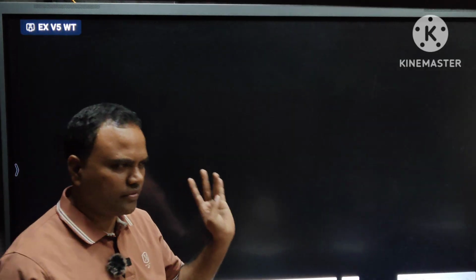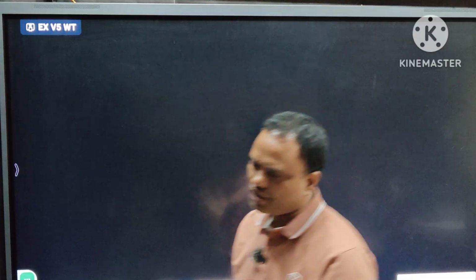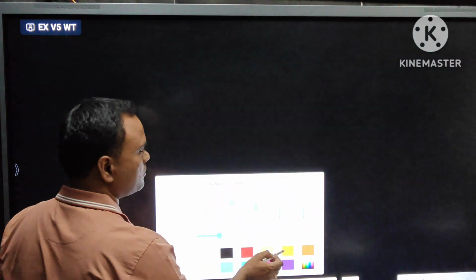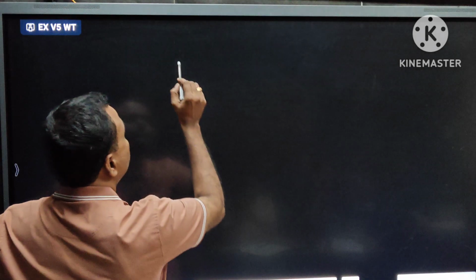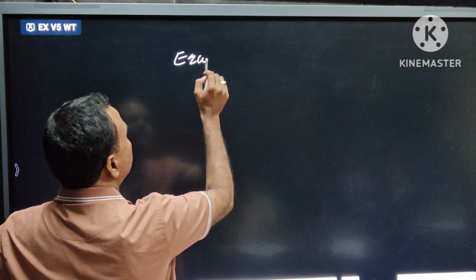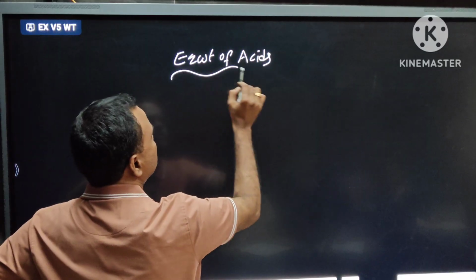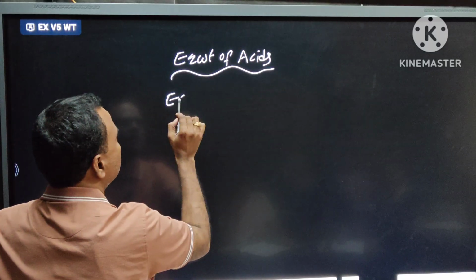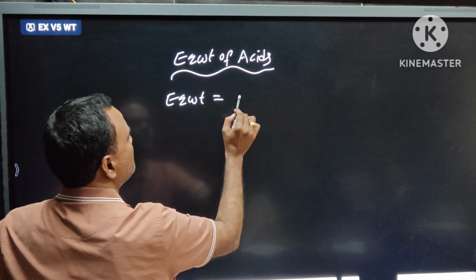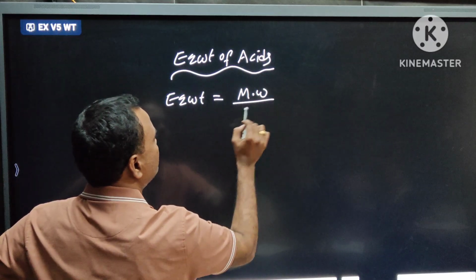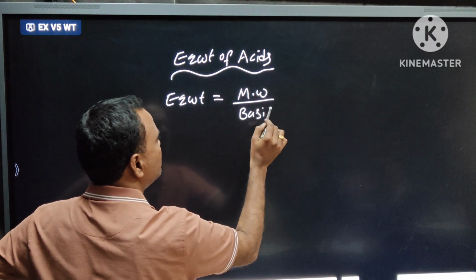Now let us start equivalent weight of acids, equivalent weight of bases, equivalent weight of salts; oxidizing agent and reducing agent later. Now keep it. Equivalent weight of acids. Remember the formula: equivalent weight is equal to molecular weight divided by basicity.